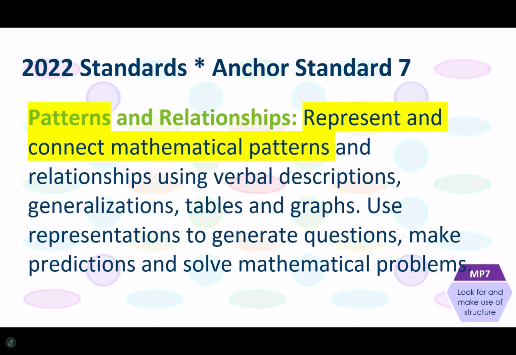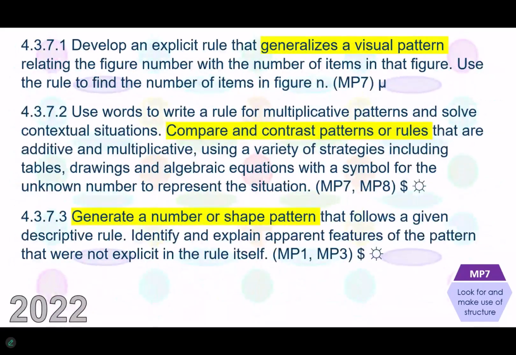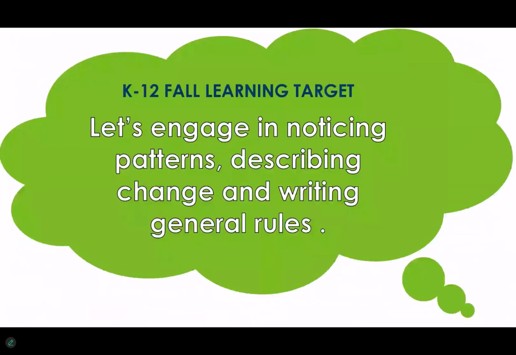In our new standards, there are 7 anchor standards. And the 7th one is all about patterns and relationships. Terry Weiberg's going to do a whole training on it this summer. And at every grade level, there are benchmarks all the way through high school that do that.